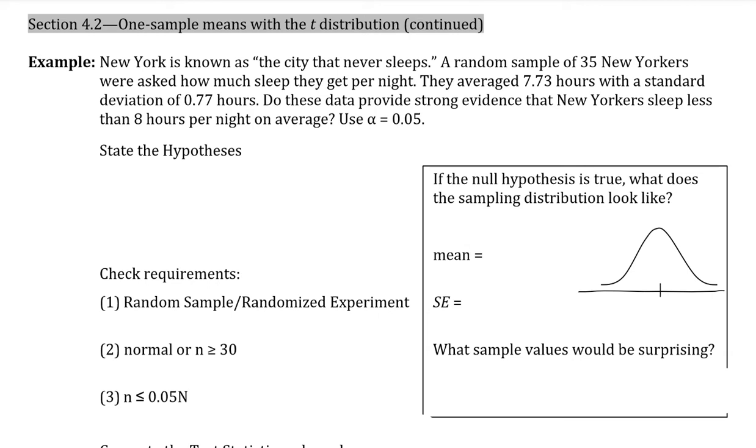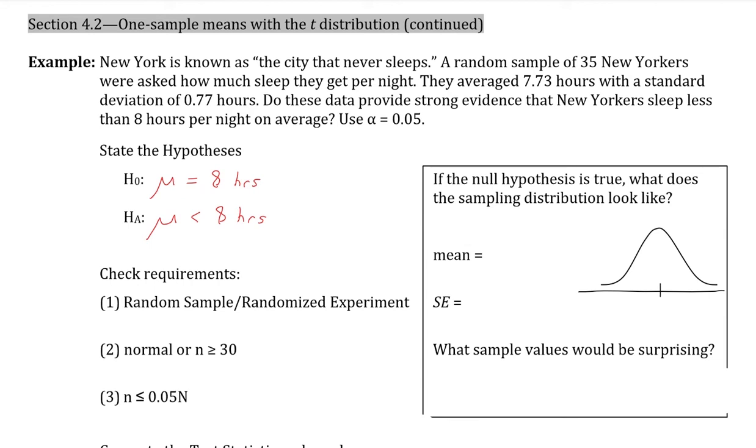First, what we will do is state the hypotheses. The null and alternative hypotheses, remember, should be using the value that we are assuming is accurate. We should not have sample values in our hypotheses. The null hypothesis is that the mean is equal to 8 hours, that the average amount of sleep they get is 8 hours. Whereas what we're trying to show, specifically shown with the last sentence, do these data provide strong evidence that New Yorkers sleep less than 8 hours per night on average? We're trying to show alternatively that the mean is less than 8 hours.